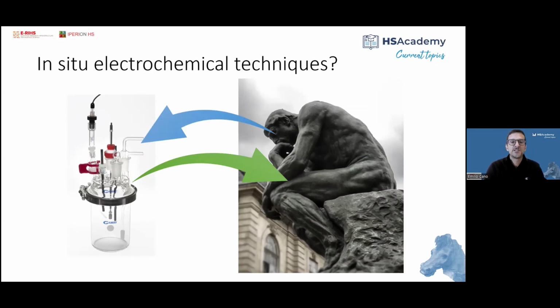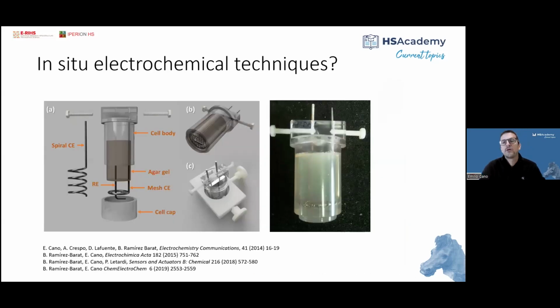And to tackle all these problems, we developed in our research group some years ago an electrochemical cell in which we replace the liquid electrolyte with a jellified electrolyte. This is what we call the gel polymer electrolyte cell, GPE cell. I am leaving here some references. If you are interested, you can see more details of that.